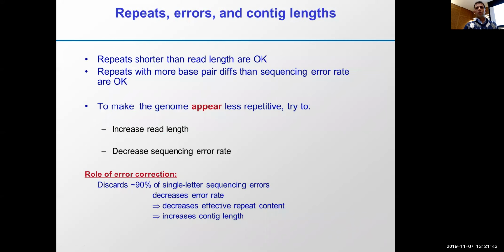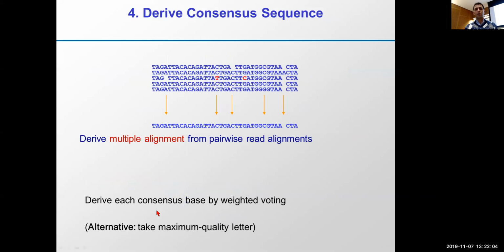Okay. So again, repeats that are shorter than the read length are okay. Repeats that have more base pair differences than the sequencing error are okay. But to make the genome appear less repetitive, you can either increase the read length or decrease the sequencing error rate. And you can do a lot of error correction. Usually you discard a vast majority of sequencing errors that way.